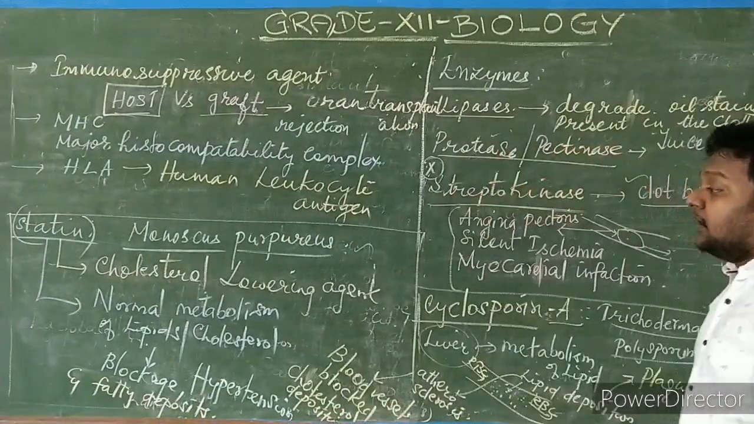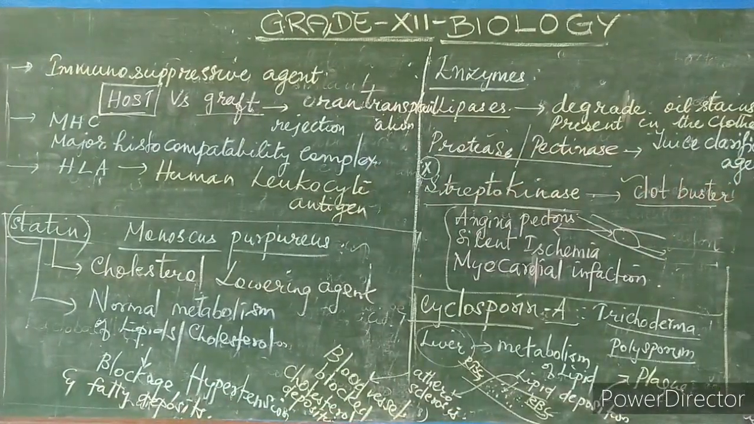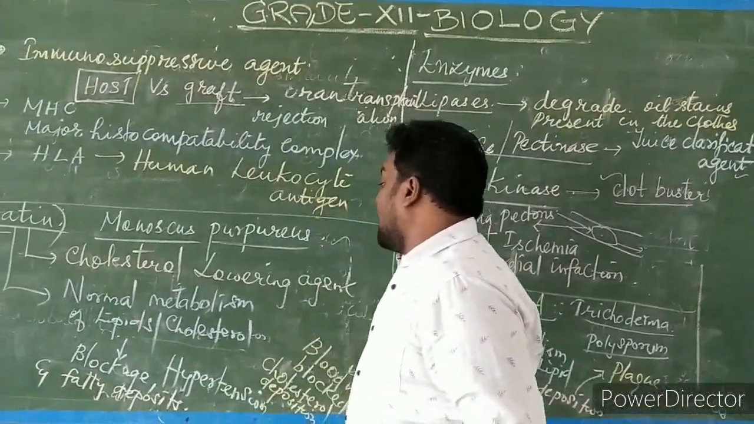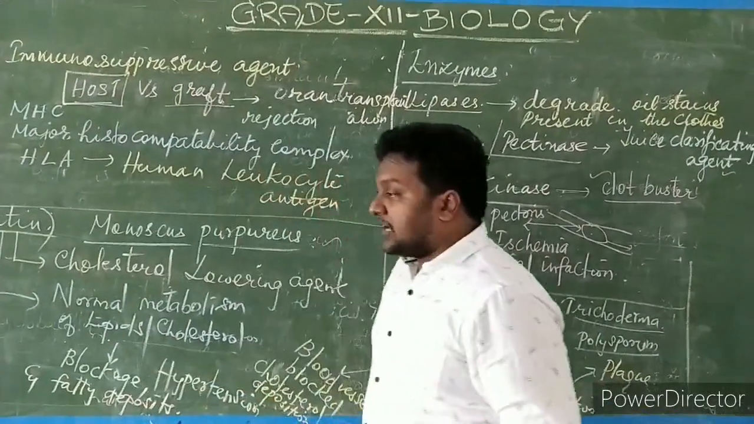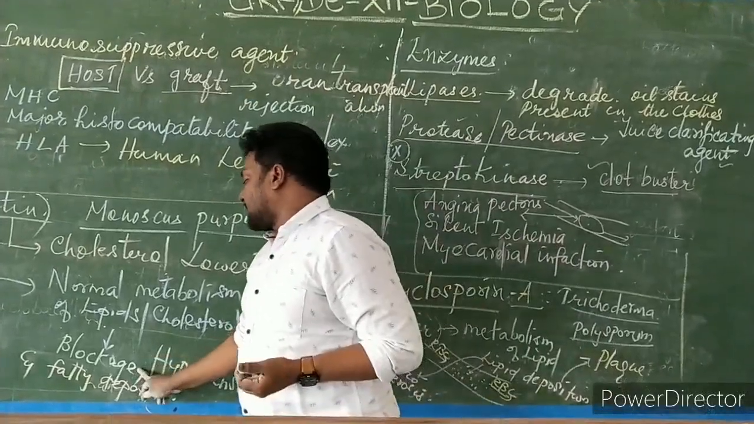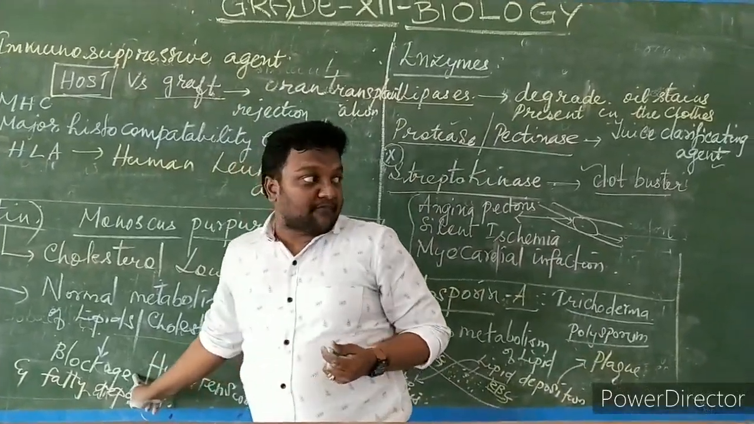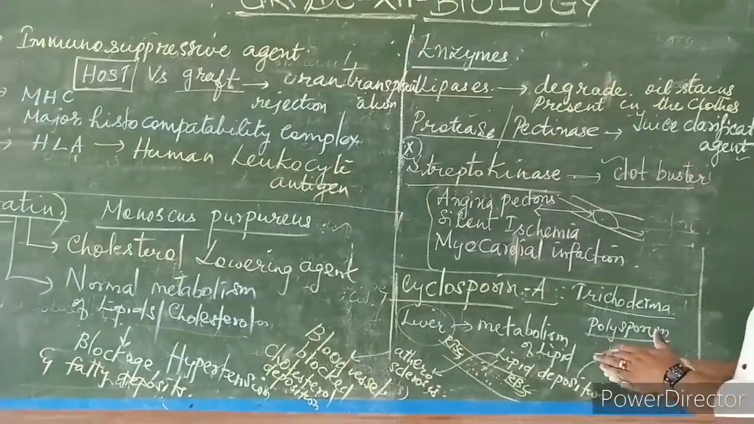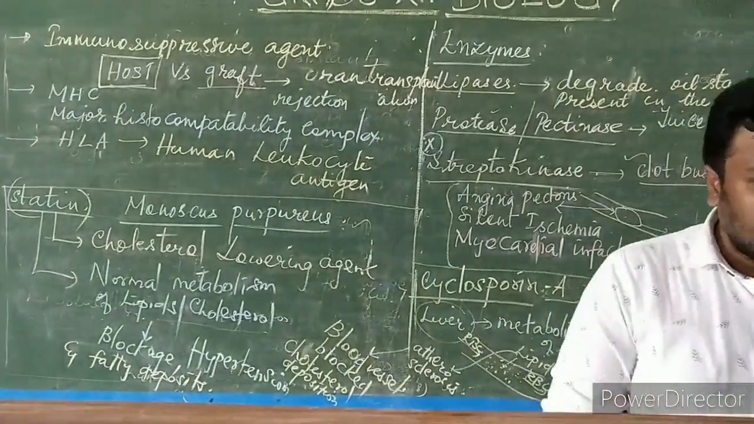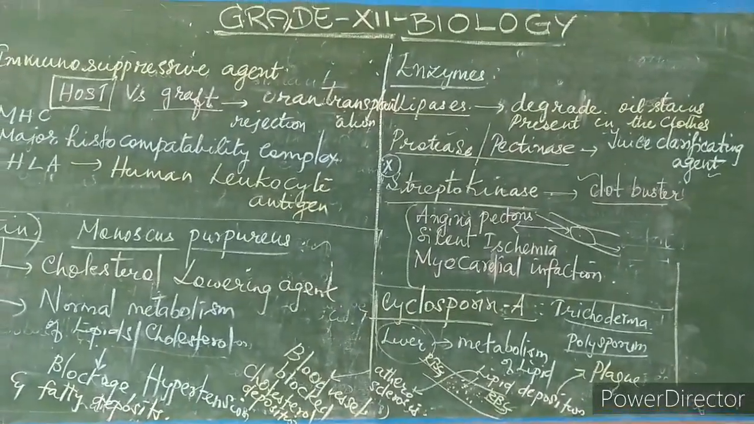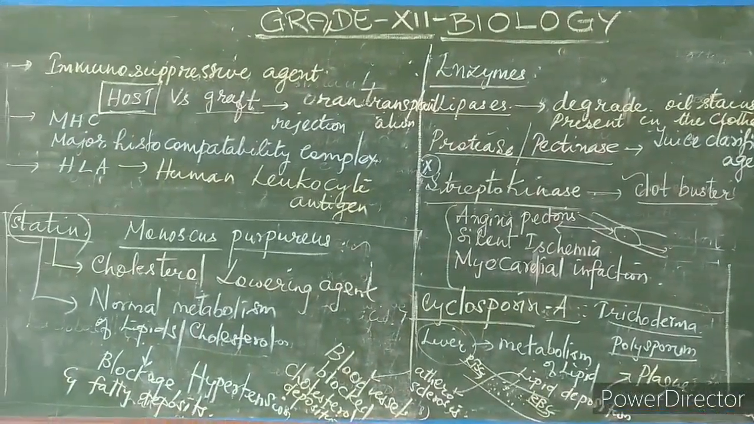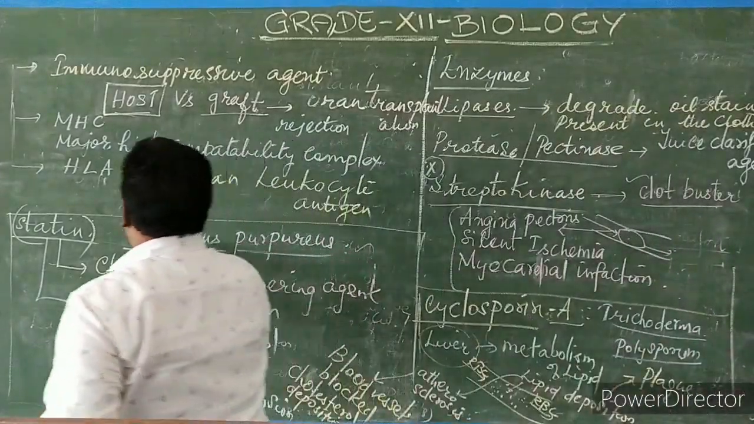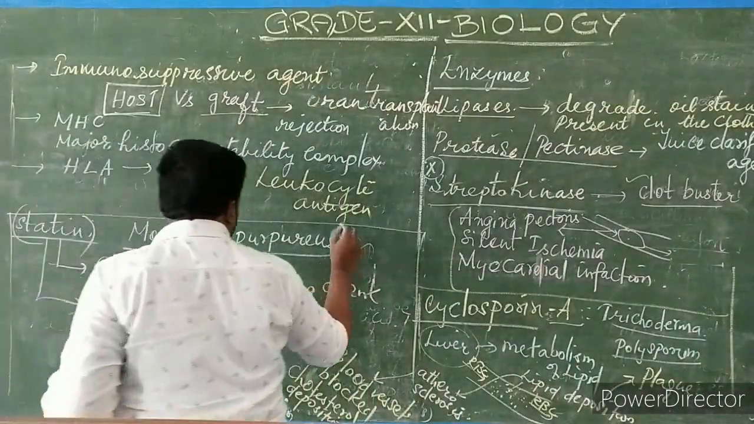Then it helps in the lowering of cholesterol level in the body, and it helps in the normal metabolism of lipids and the cholesterol, and it prevents from the blockage. Blockage means blood vessels should not get blocked by the lipids, which results in myocardial infarction. So blockages, hypertension, and fatty acids. Okay, so these are the various topics which I have taken today, and see to that you are studying properly. Monascus purpureus is a bacteria.